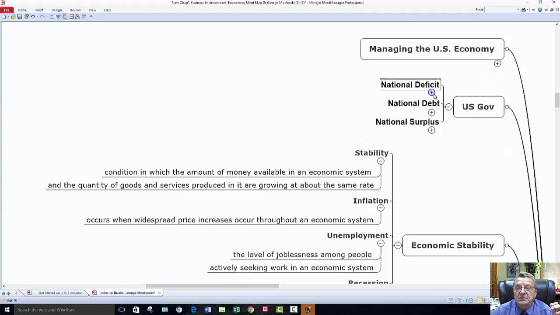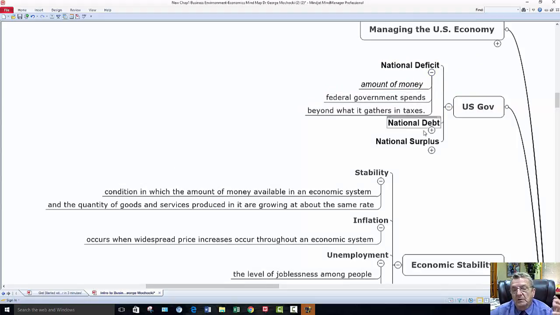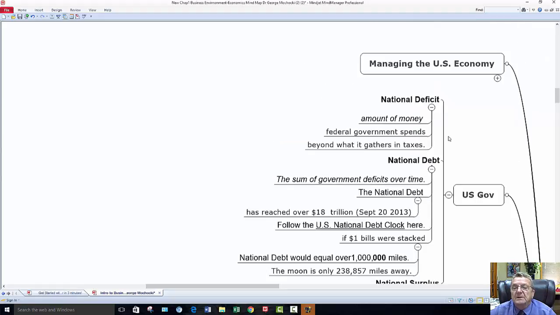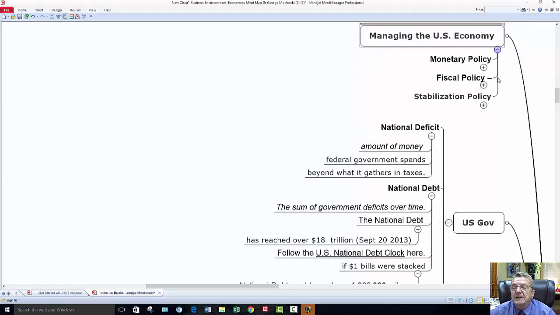I'm trying to keep it underneath an hour. Okay, U.S. government, our national deficit is the amount of money we owe, federal spending. National debt is, I think, 18 trillion, 2012, I think it's 2013. It's a little higher now, but I don't want to shock you. Use what the book utilizes. Okay, and then managing the economy.